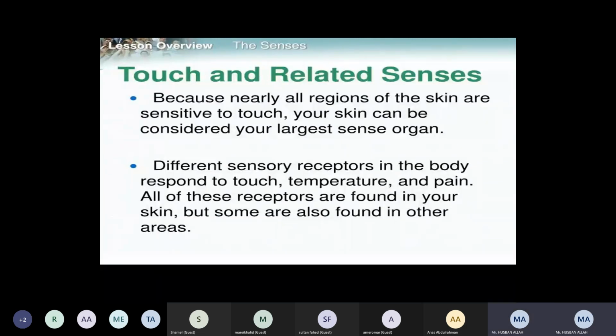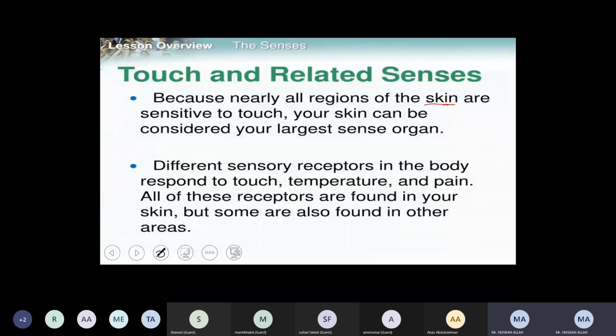Nearly all regions of the skin are sensitive to touch. Your skin can be considered your largest sense organ, right? The largest sense organ of the body is the skin. Different sensory receptors in the body respond to touch, temperature, and pain. If you look throughout the body, there will be different sensory receptors.